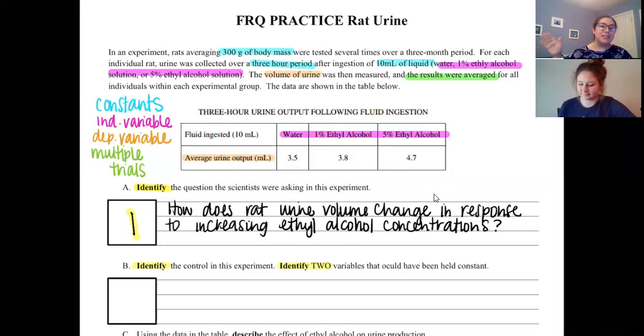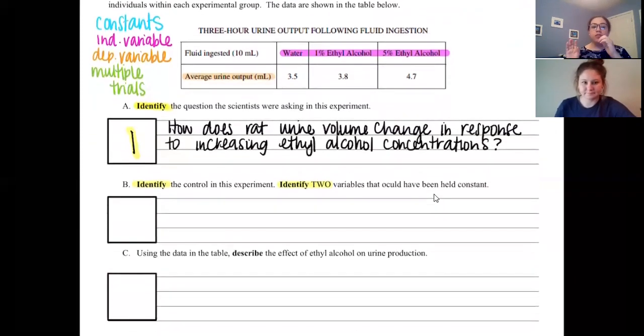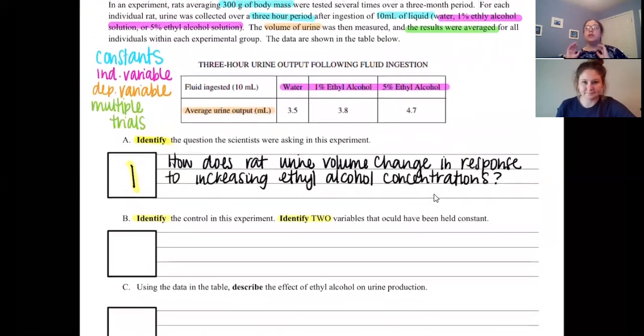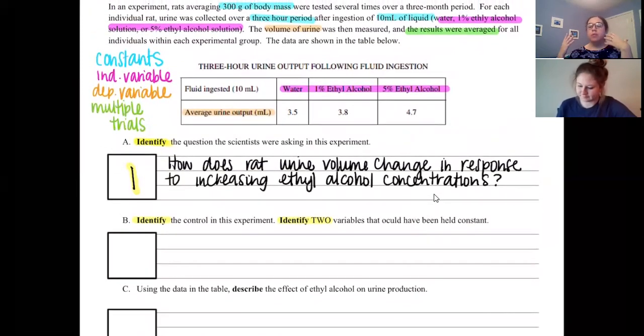So because we kind of already did this at the top, this is going to go a lot easier. So identify the control. Let's think. Remember that your control is your baseline. It's what's normal. So what do rats normally drink? Rats will normally drink water. So water is going to be our control.